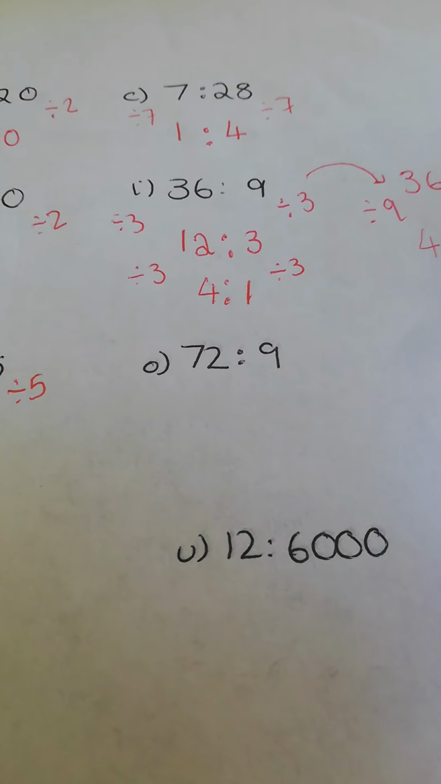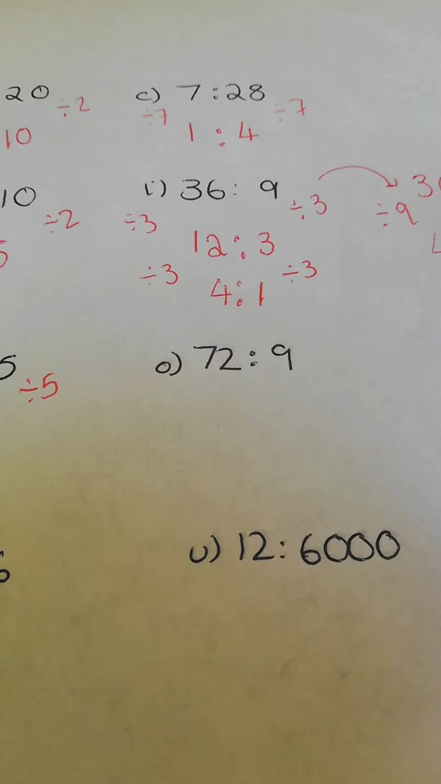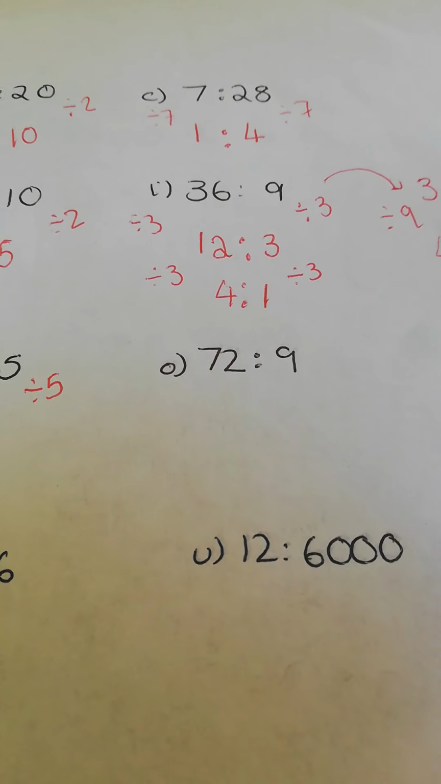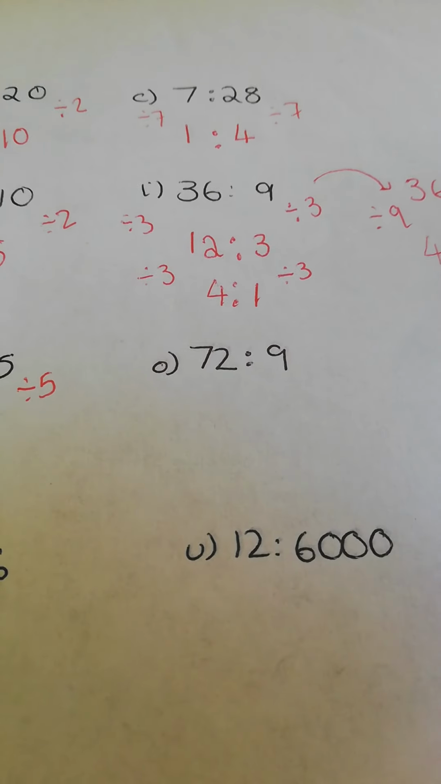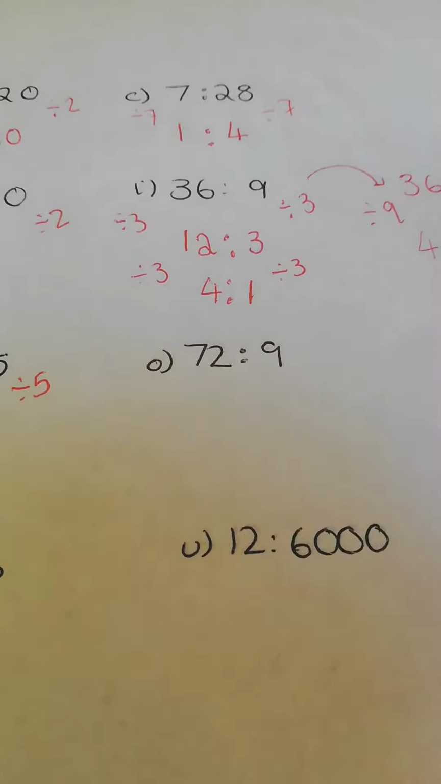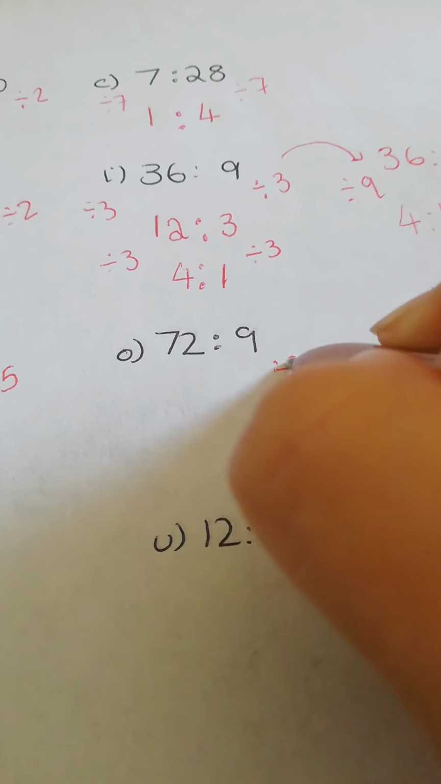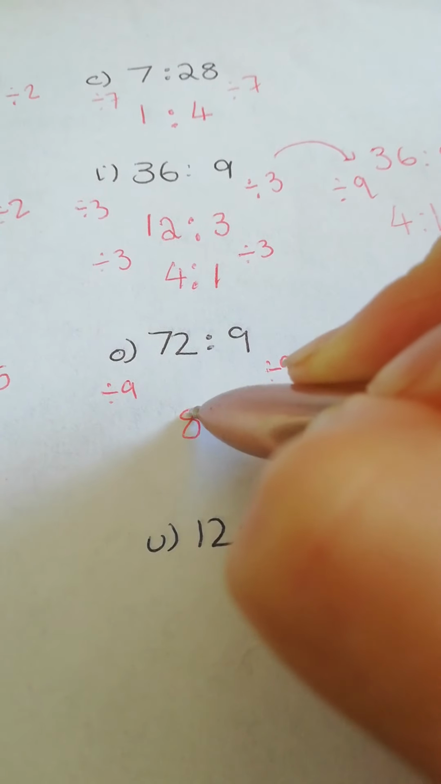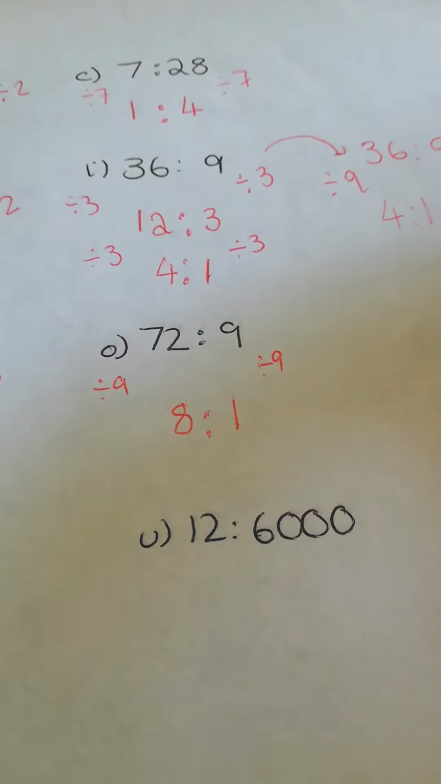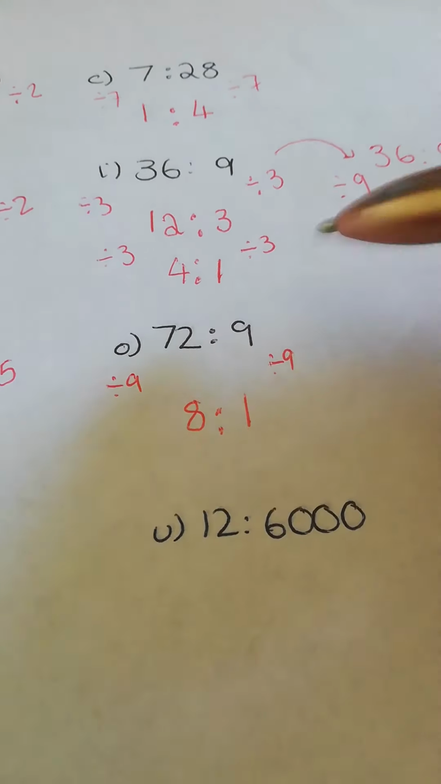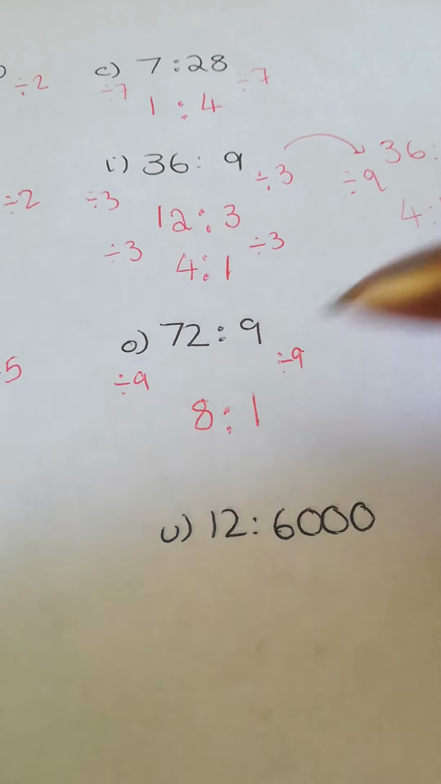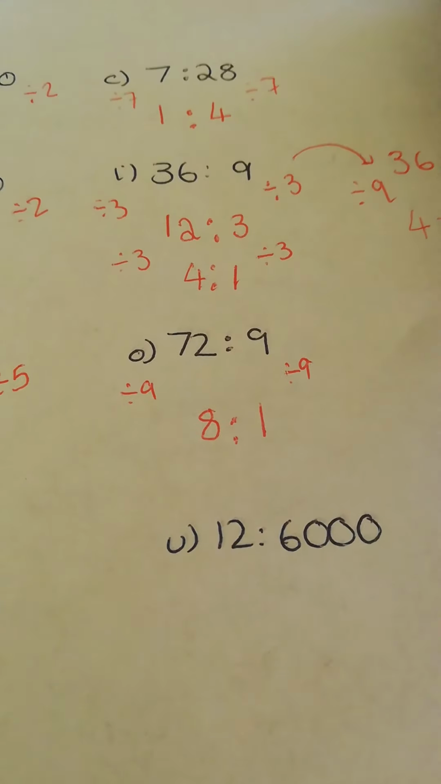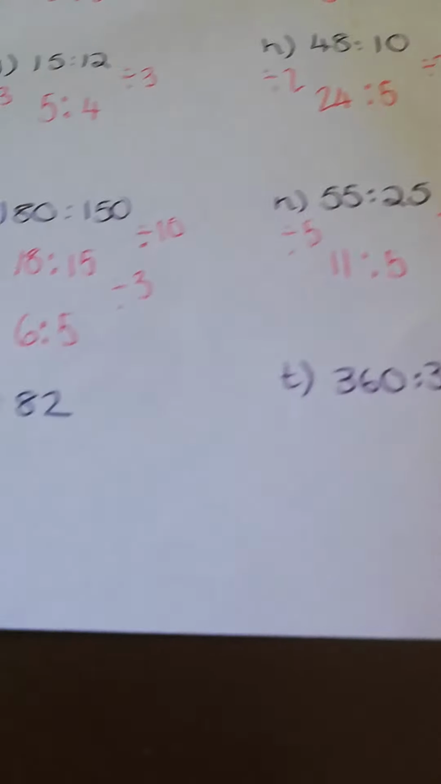Next, 72 and 9. Now, 9, the 3 times table or the 9 times table. 72, it's in the 9 times table as well. So we're going to divide both sides by 9. 72 divided by 9 is 8, and 9 divided by 9 is 1. So we get the ratio 8 to 1. And remember, as soon as you've got a 1, you know it's definitely simplified as far as it can be.